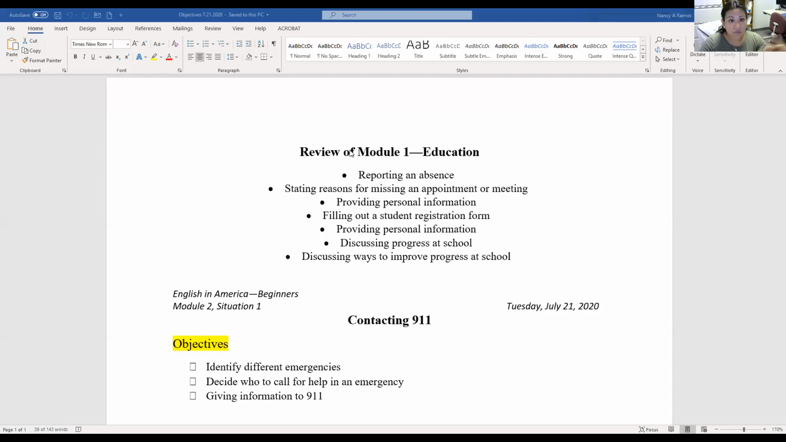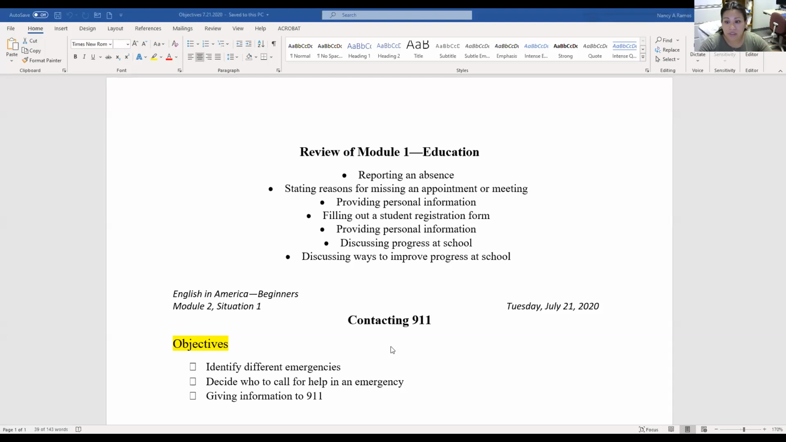There we go. Okay, so last week we did module 1, which was called education. During module 1, we learned how to report an absence, how to state reasons for missing an appointment or a meeting, how to provide personal information, how to fill out a student registration form, and how to discuss progress at school, as well as discuss ways to improve progress at school. Okay, all of that we learned last week during our modules.